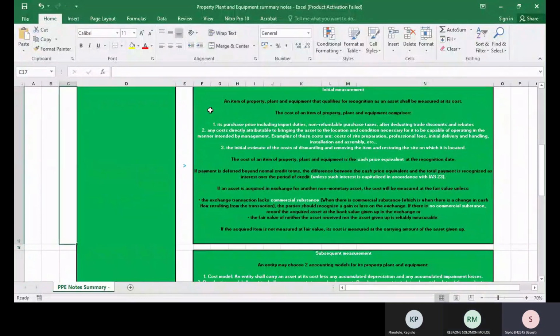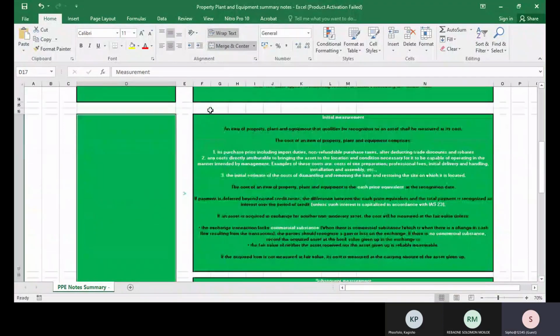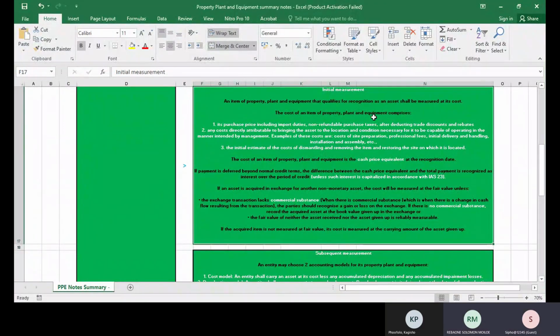Yes, you can. Now we are in measurement. Initial measurement. What IAS 16 says is that an item of property, plant, and equipment that qualifies for recognition as an asset, remember, up there you already decided that this asset qualifies for recognition as an asset, so now you must measure. An item of property, plant, and equipment that qualifies for recognition as an asset shall be measured at its cost. That's what they're saying.